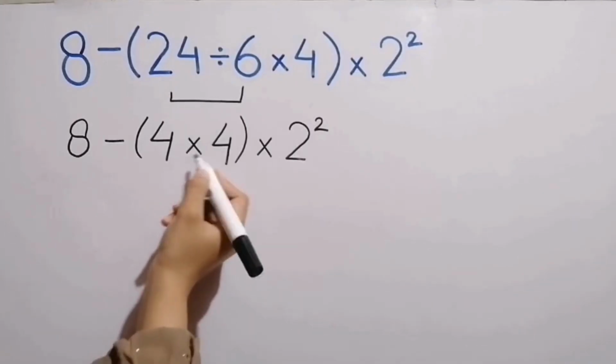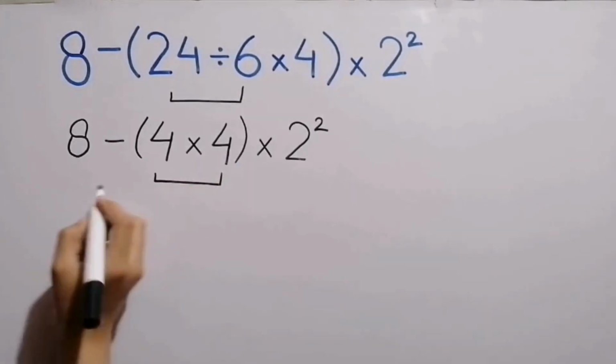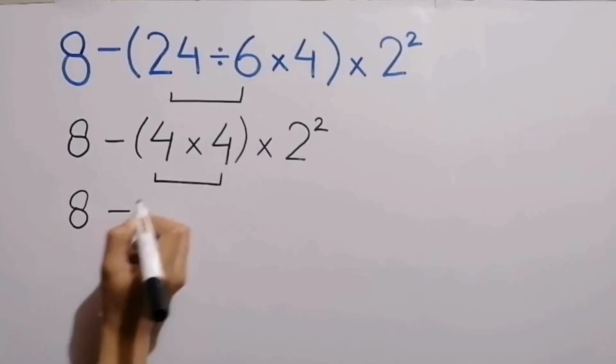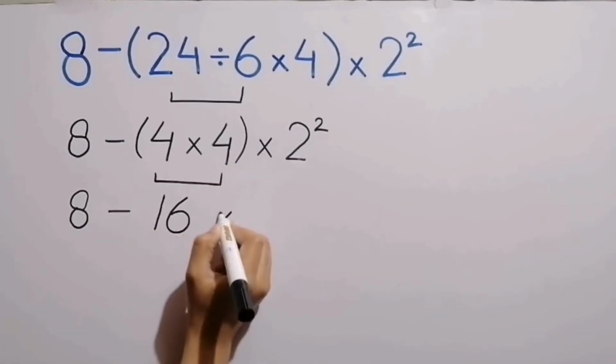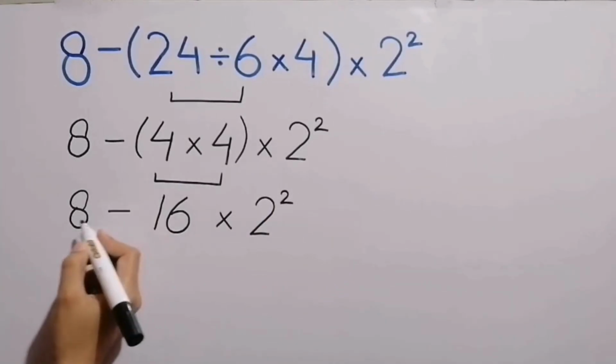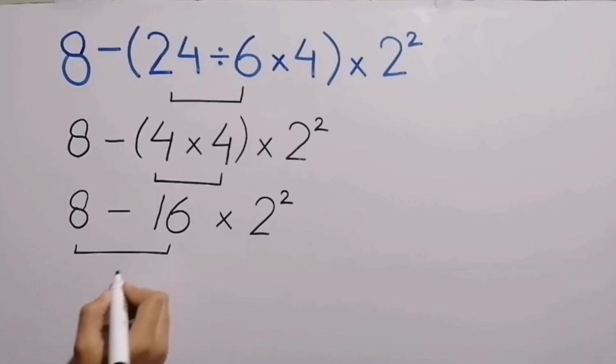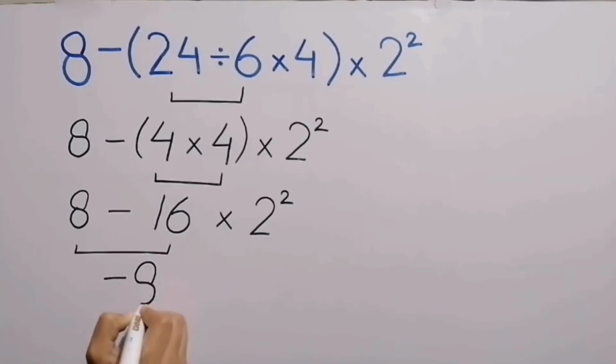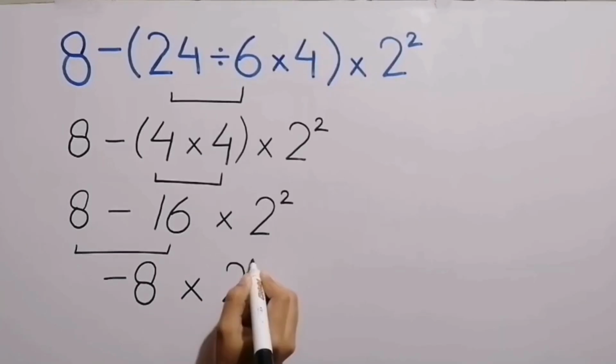In the next step they perform the multiplication between 4 and 4 and simplify this expression to 8 minus 4 times 4 equals 16, then times 2 to the power of 2. Then they move on to the subtraction between 8 and 16 and write this expression as 8 minus 16 equals minus 8, then times 2 to the power of 2.